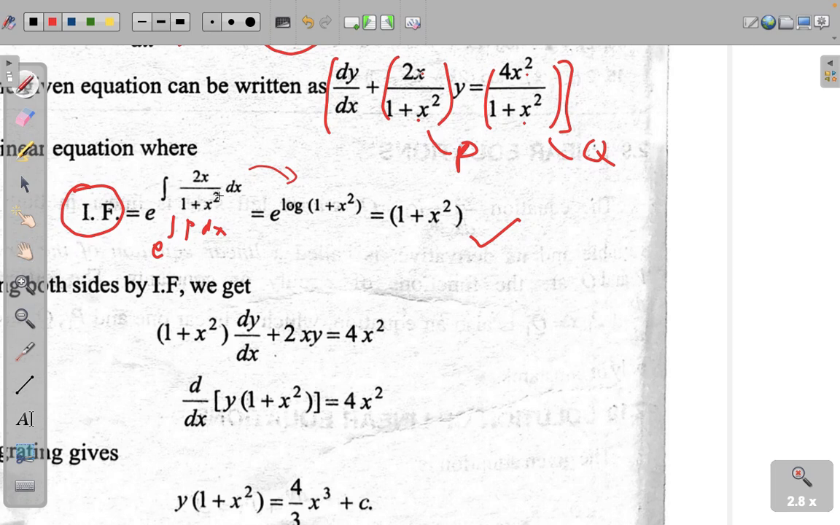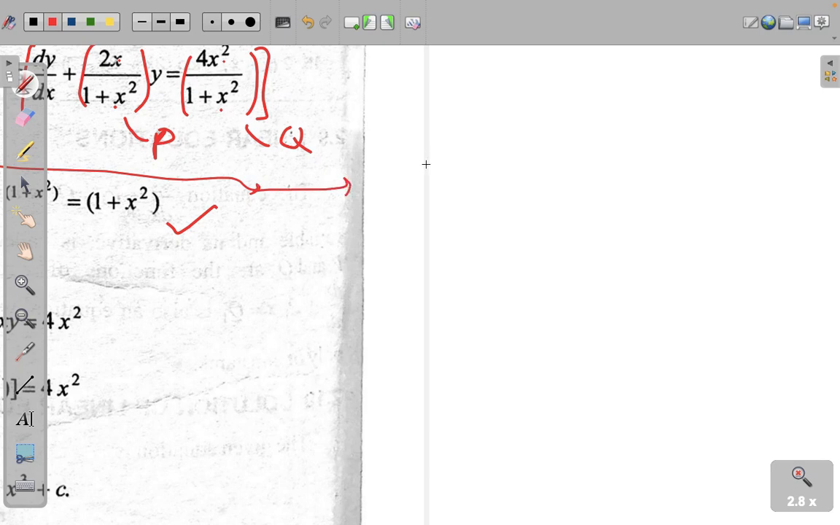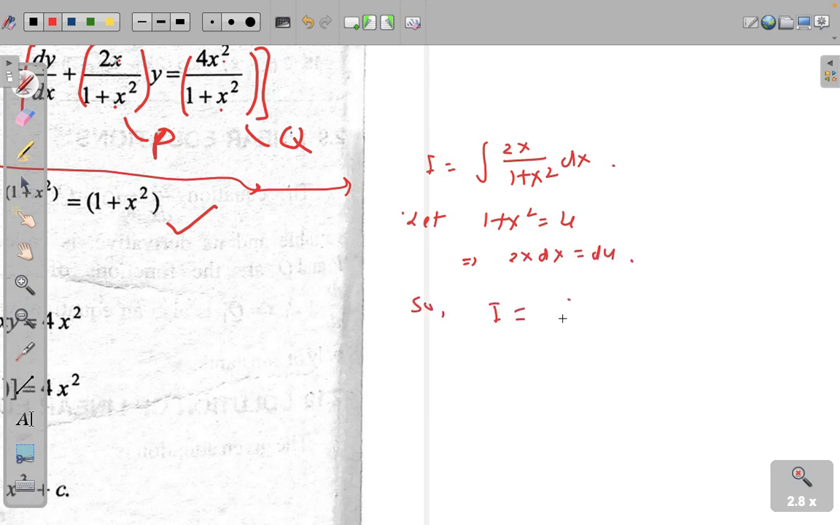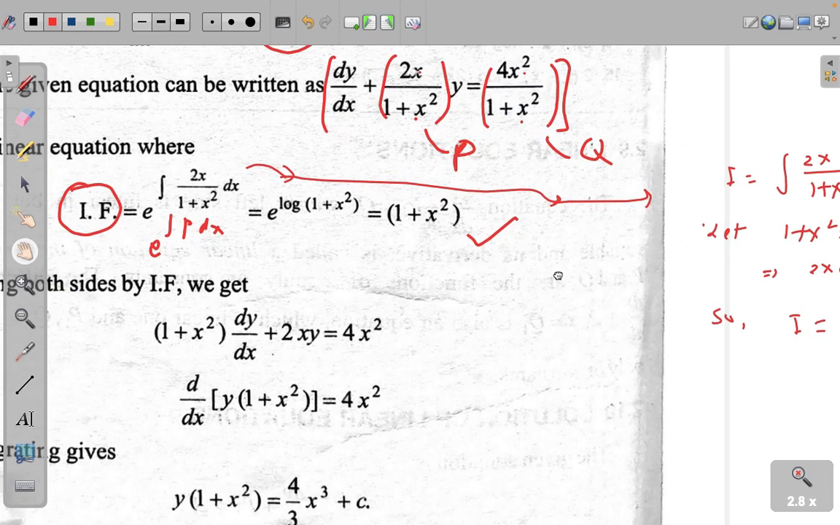How? Okay, let's take a look on this integral separately. So let I is equal to integral 2x upon 1 plus x square dx. Okay, इसको कैसे करेंगे? Let 1 plus x square is equal to something, suppose u. So on differentiating both sides, this gives us 2x dx is equal to du. So this integral I becomes du upon u. This is log u. Put the value of u back, we get log 1 plus x square. Okay, so log 1 plus x square.